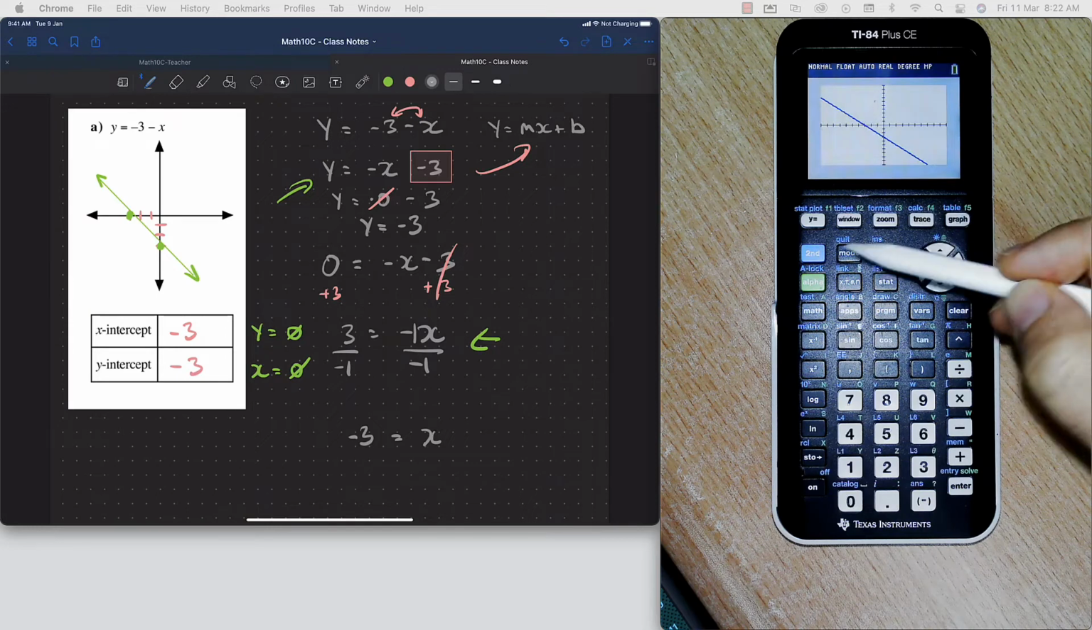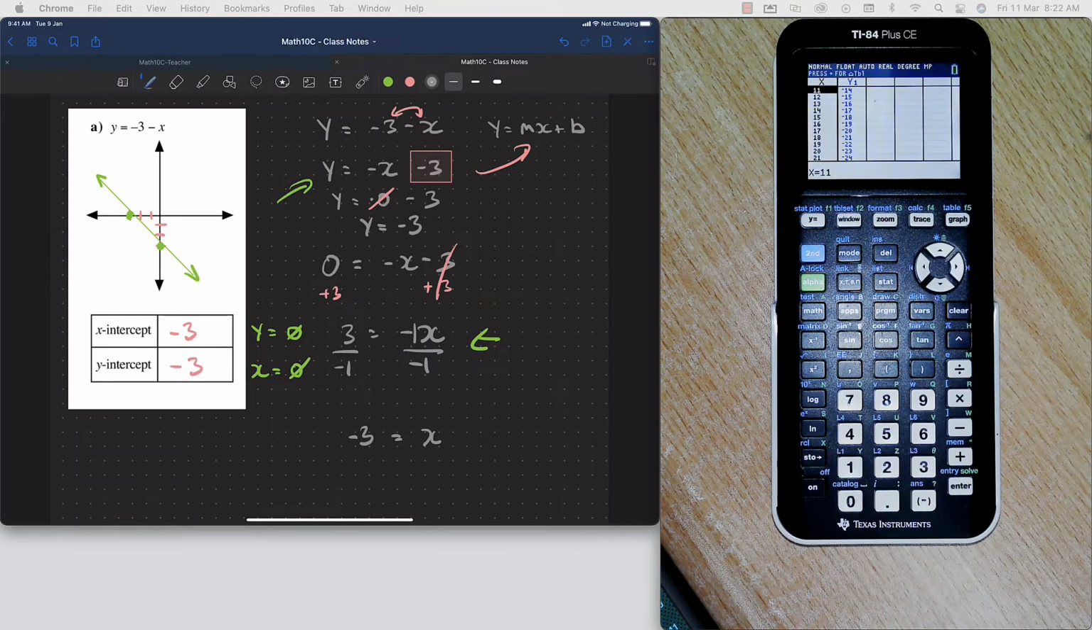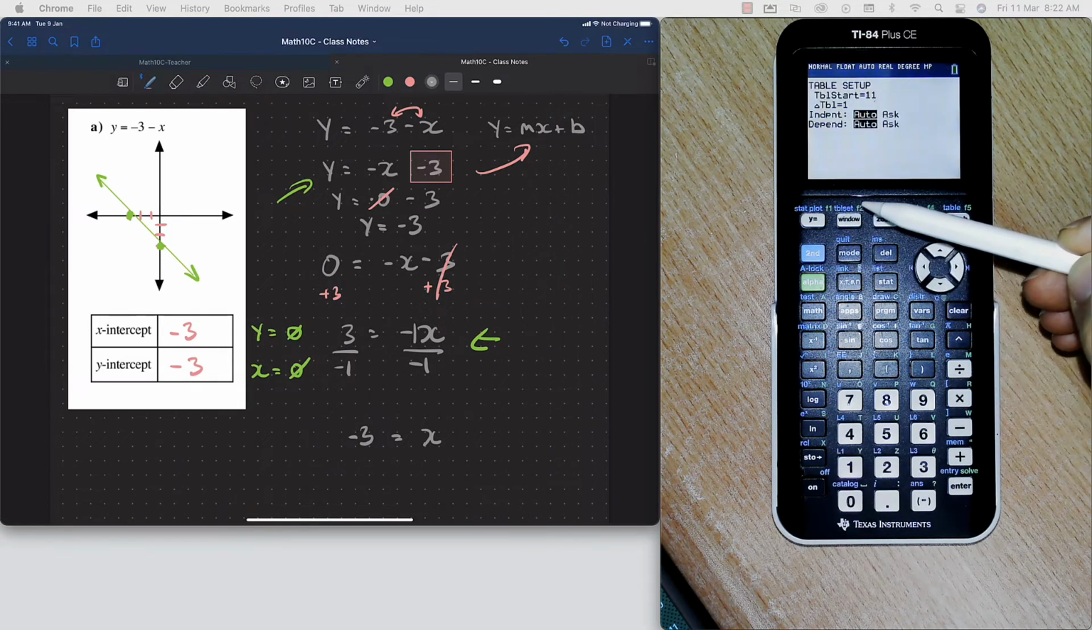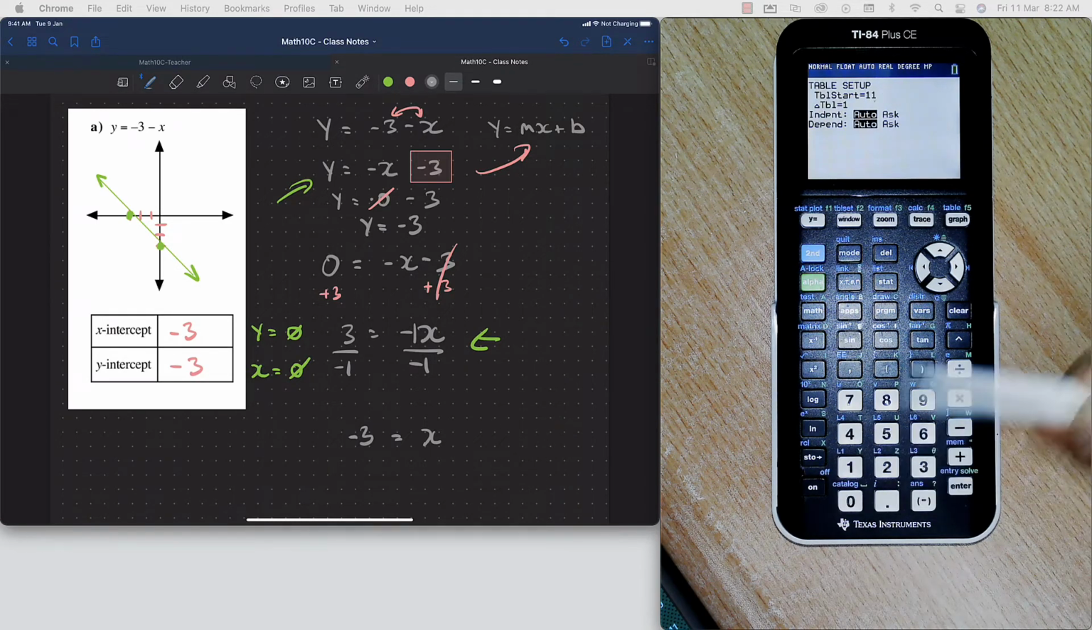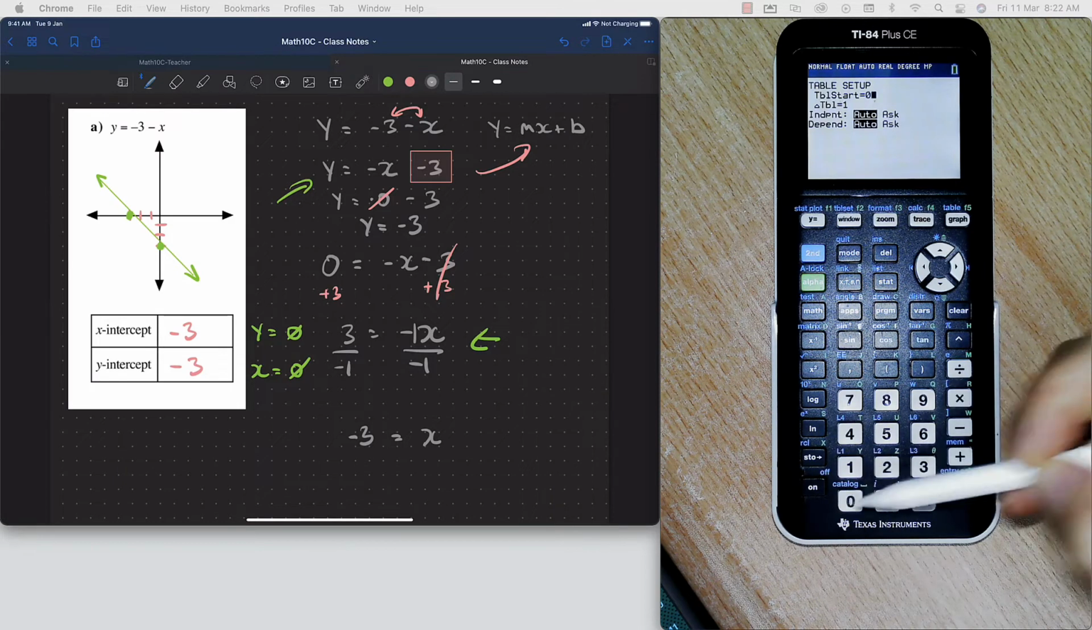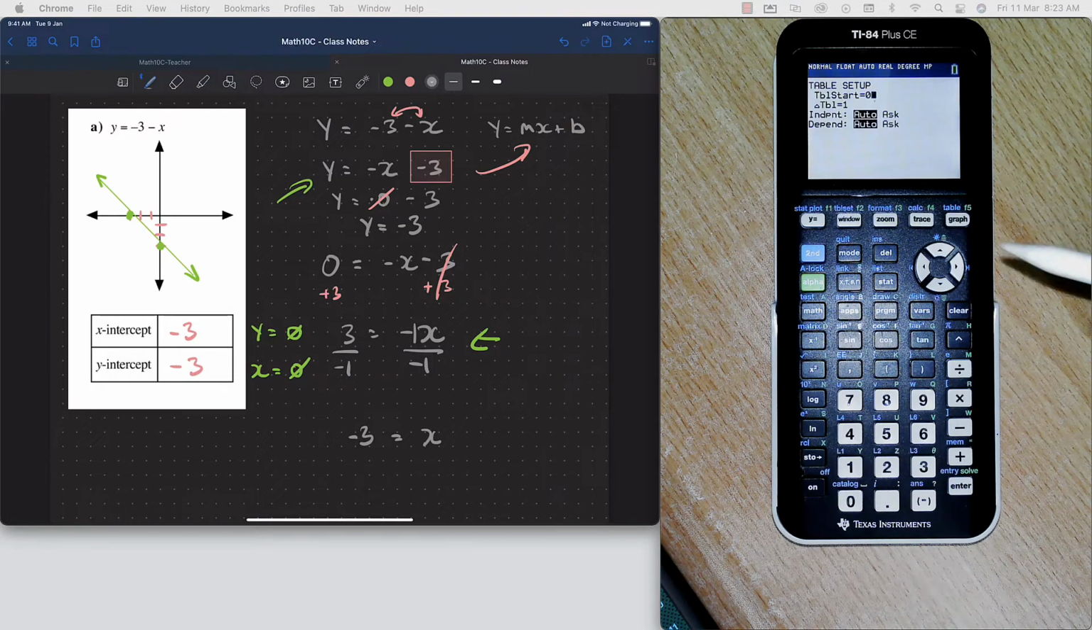And when you graph that and look at the table, it's going to give you a list of all the values starting at wherever you told it to start. So if I go back here to the table set, it's saying to start at 11. Usually we would want to start that at, say, 0, or wherever you want to start it at. If I was looking for the number negative 200, I could start at negative 200.